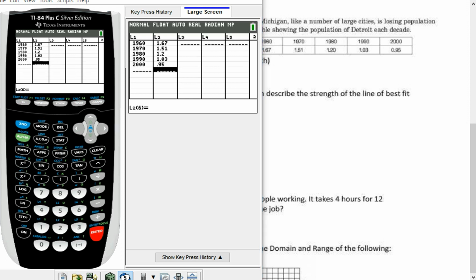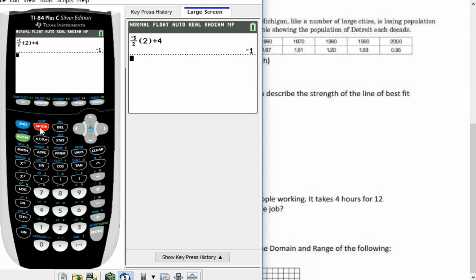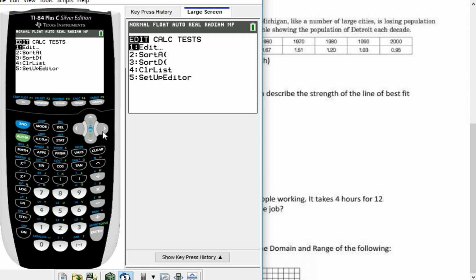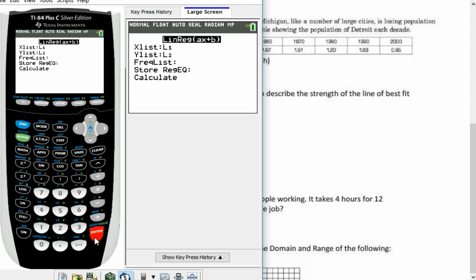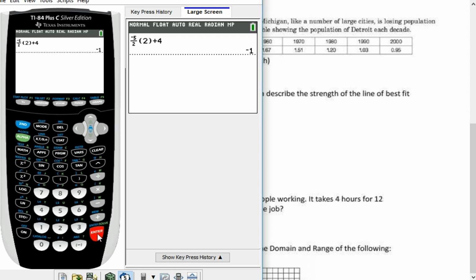Alright, so as you can see, I paused the video to input these values, so I double check my list and make sure that everything is correct, just as I see it on the paper, in which case it is. So from here, I'm going to quit back to the home screen. I'm going to go back to Stat, over to Calc, and we're doing the linear regression, option number 4. Scroll all the way to the bottom, click Calculate so we can get that.